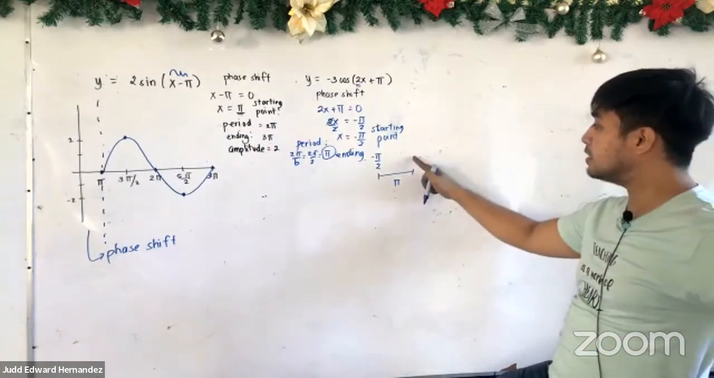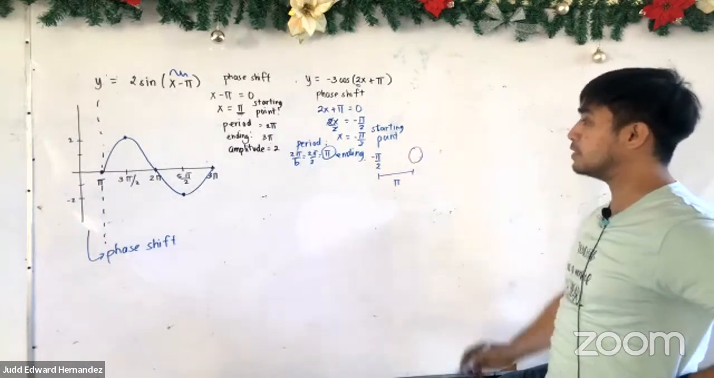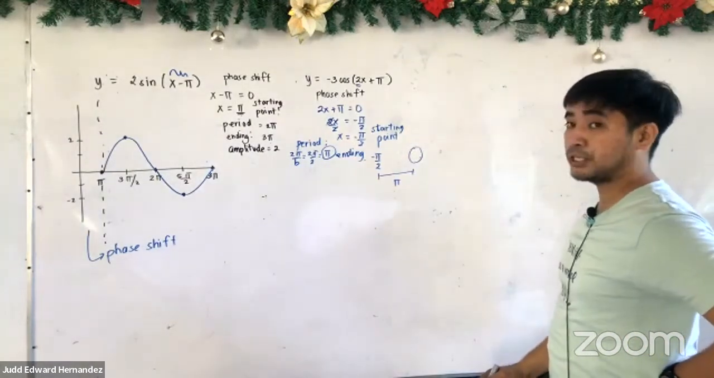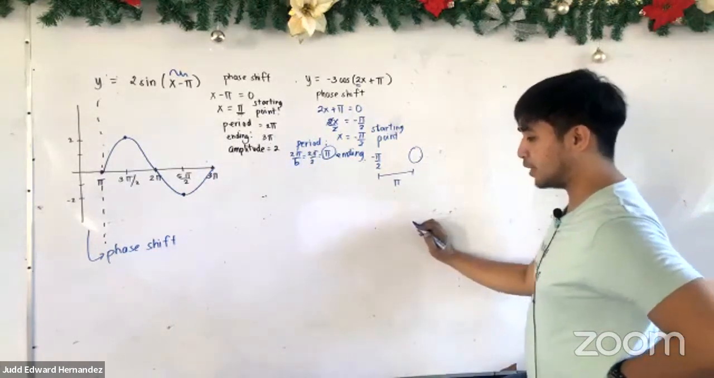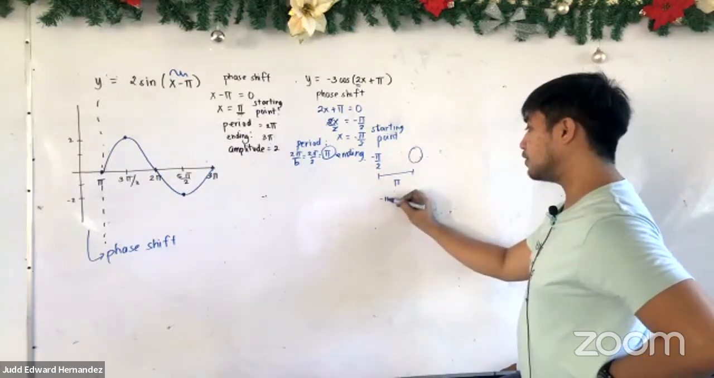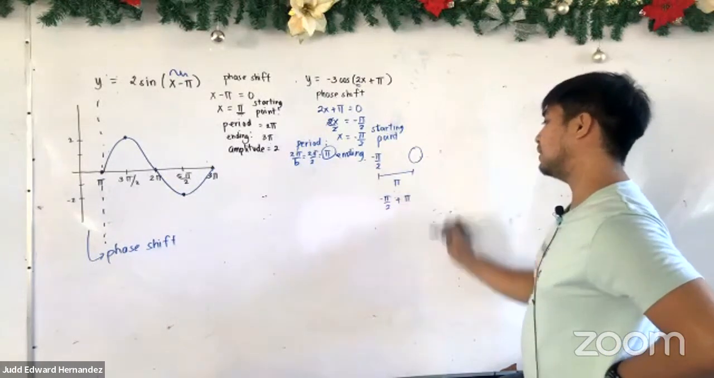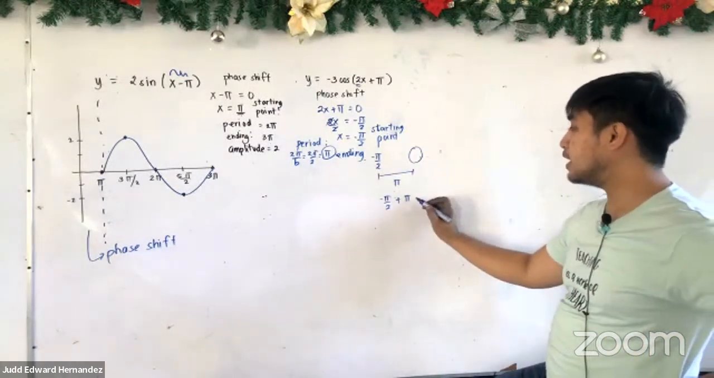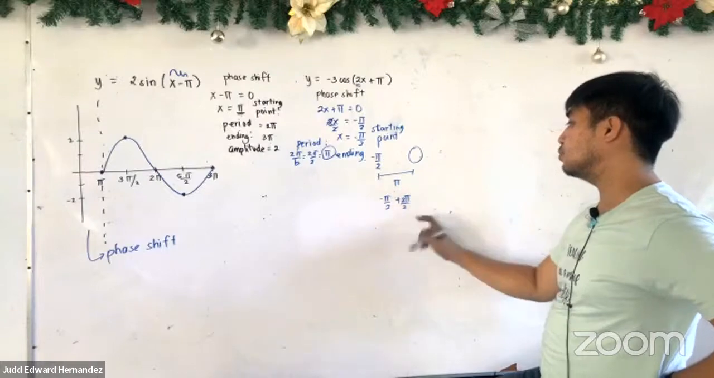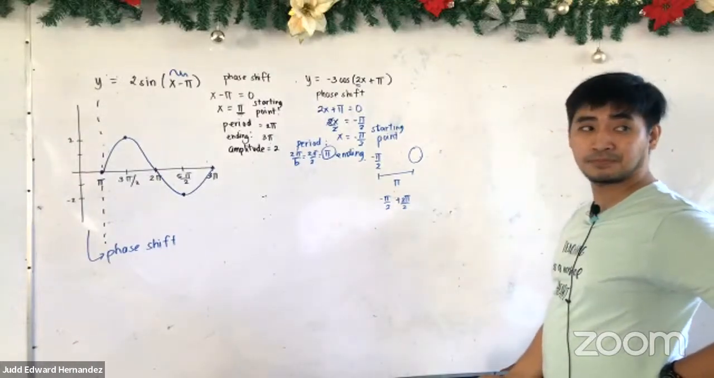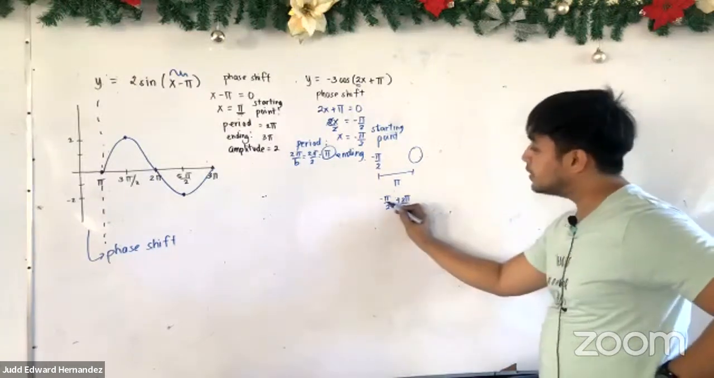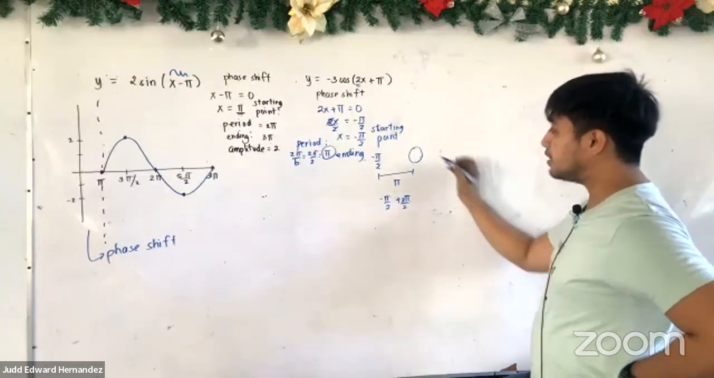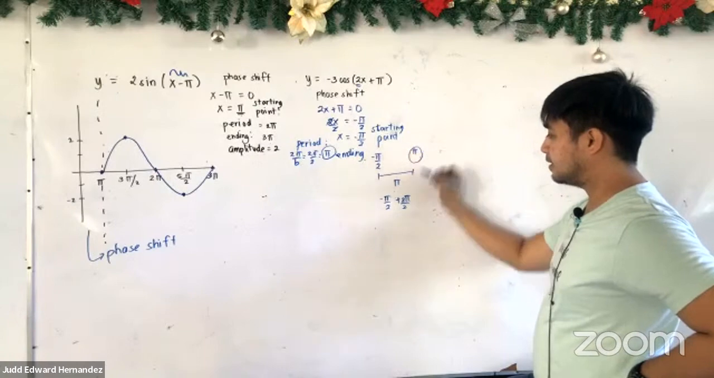So, anong gagawin natin dito para makuha yung ending point natin? How do we get the ending point? Therefore, what do we do now in order for us to get the ending point? That is negative pi over 2 plus pi. Etong pi na to, pwede natin siyang isulat as 2 pi over 2. Tama po ba? Yes or no? Opo, sir. Okay. Negative pi plus 2 pi, it becomes pi.